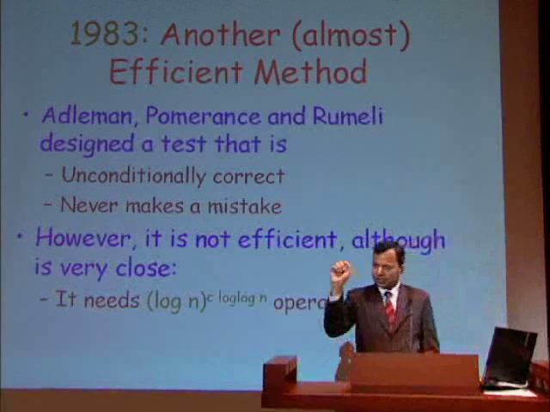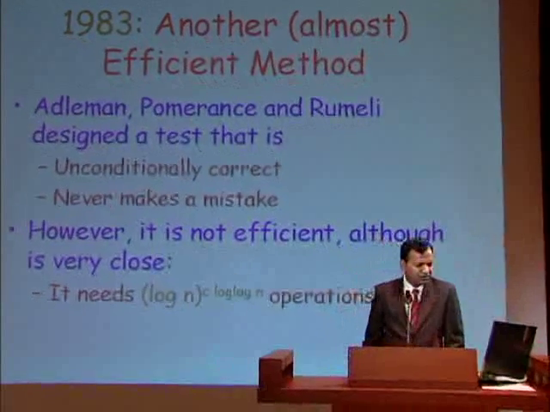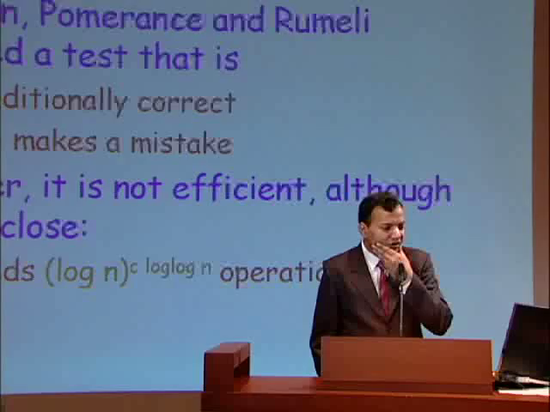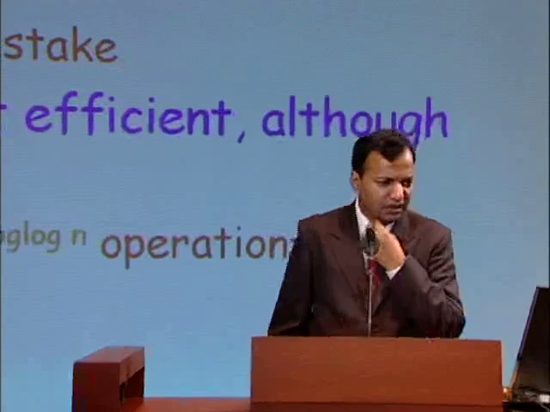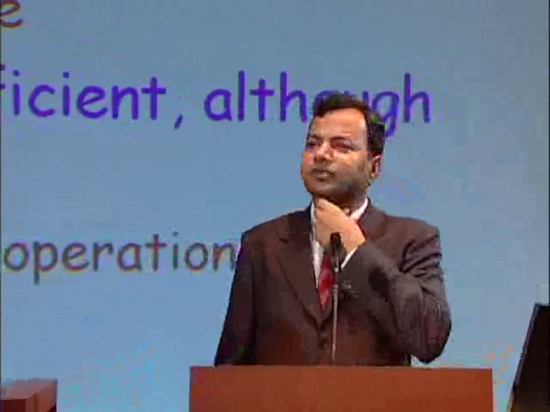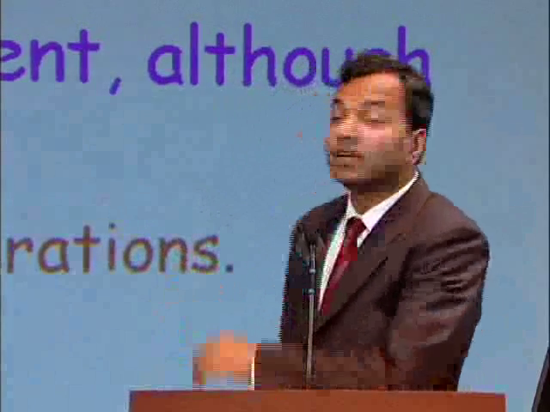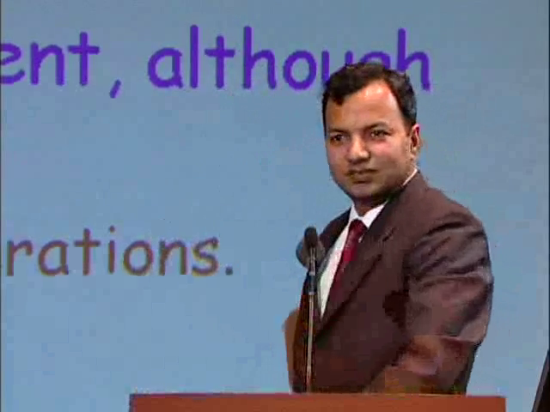But like I said, there was this tiny bit of chance of these methods going wrong. So researchers continued working on this to remove that tiny bit of error. And soon enough, in 83, yet another efficient method was proposed. Well, okay, almost efficient method was proposed by Adleman, Pomerance, and Rumely. So their method is unconditionally correct and never makes a mistake. But it is not quite efficient, although it's very close.